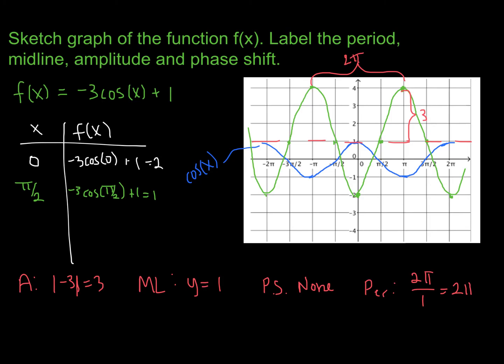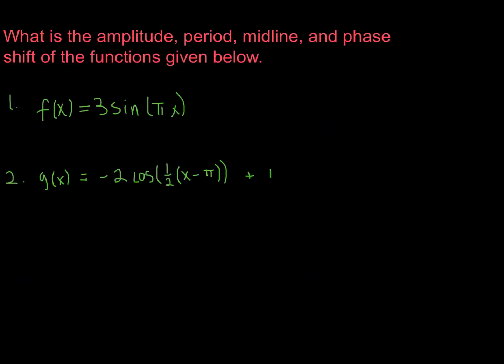All right, so as we get better and better at this, we're going to work on a method for graphing a function such as this one without having to create a table and without having to graph the parent function first, and really just using the parameters to go ahead and sketch our function. So let's take a look at a few more problems before we are finished. All right, so for each of these functions, find the amplitude, period, midline, and phase shift.